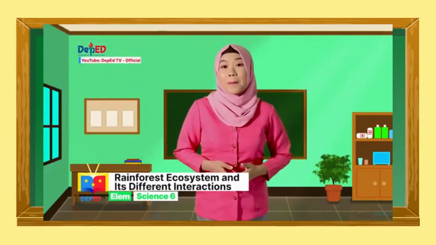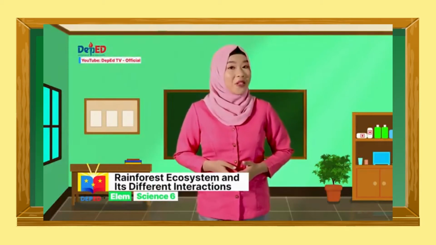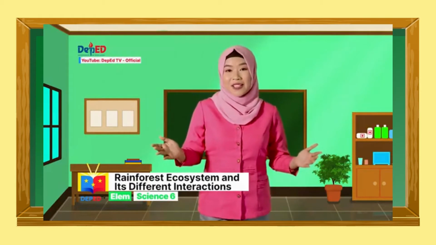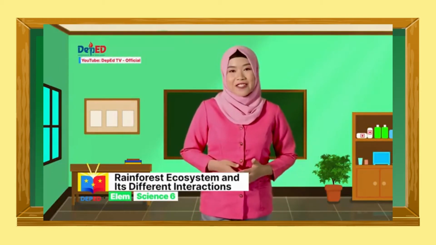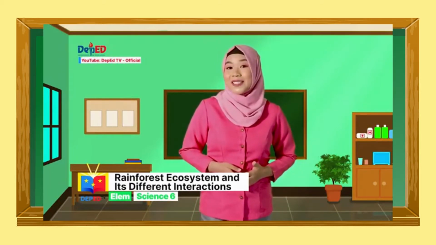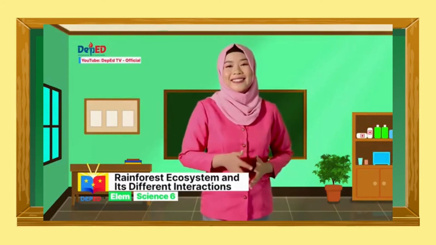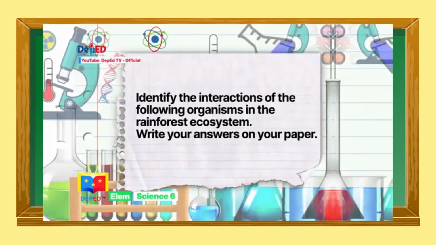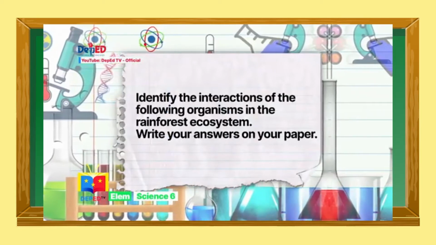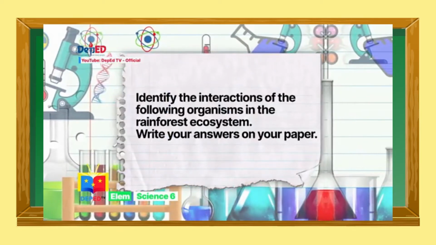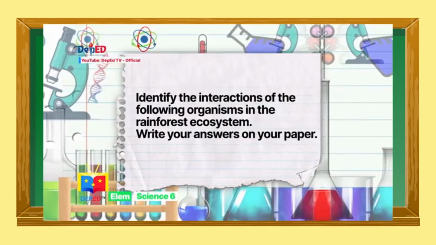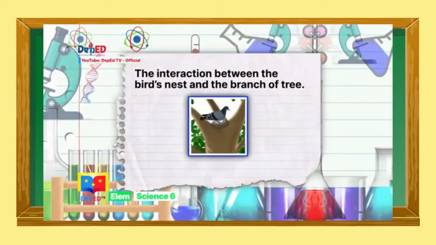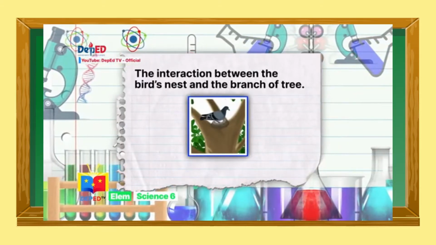In our previous episode, we learned about the different components and physical conditions in the rainforest ecosystem and its different interactions. So, let's check your knowledge. Directions. Identify the interactions of the following organisms in the rainforest ecosystem. Write your answers on your paper. Number 1. The interaction between the bird's nest and the branch of a tree.